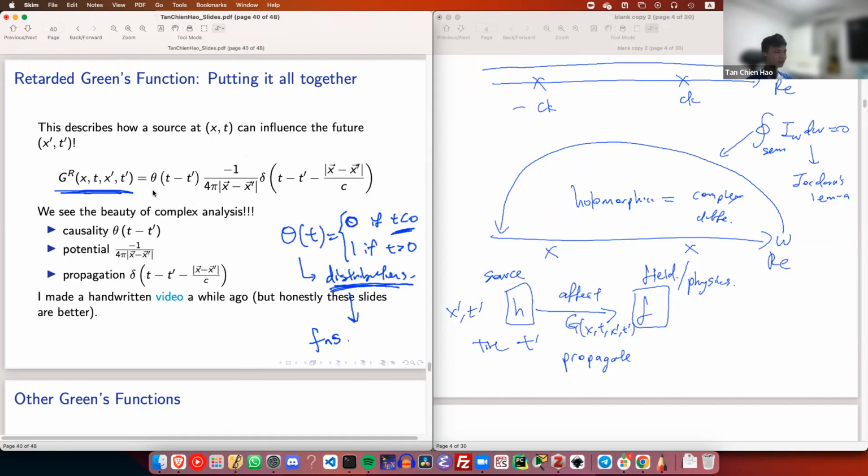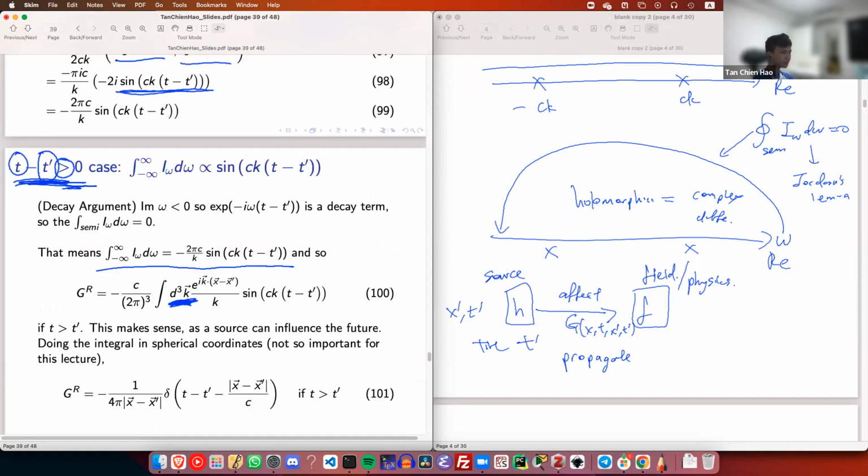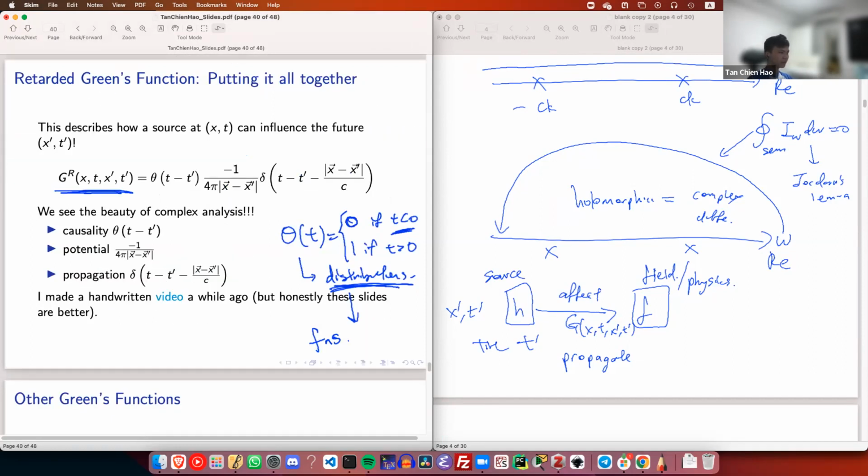We actually inferred that one is causality. Electromagnetism equations, the solution tells us that a source in the future cannot affect a measurement in the past. That comes in this form. Another thing is the potential. This is just the scalar potential, it's just of the form 1 over r, and that essentially tells us that it's just of the form 1 over r.